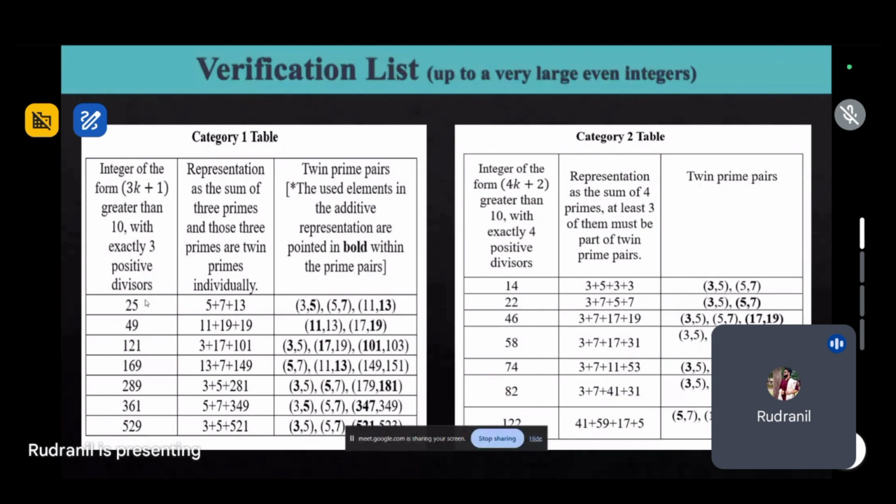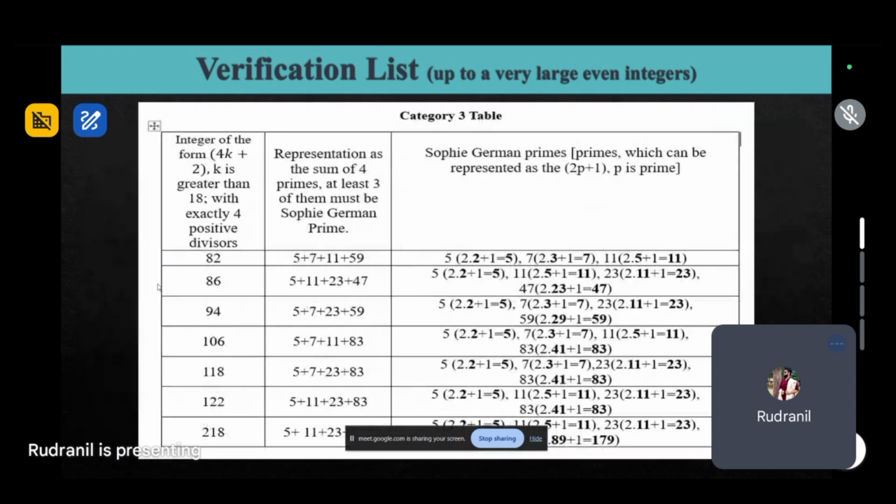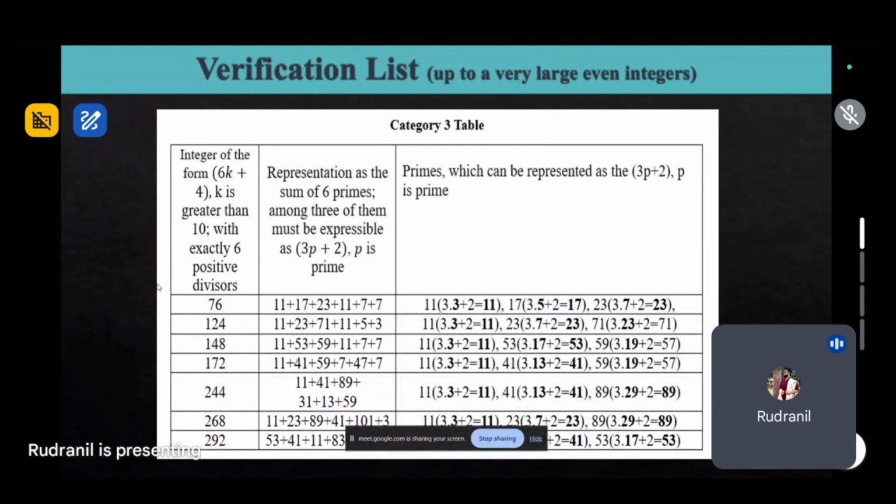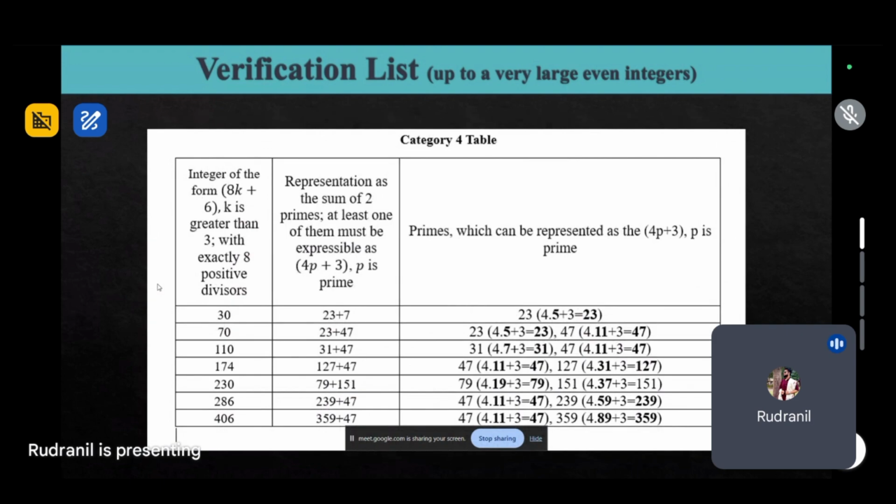Coming to the verification list for the 4 hypotheses we have already stated in the previous slides: that is the category 1 table, this is the category 2 table. So these are the verifications. We can also verify this result as given as follows. And this is for category 3, and this is for category 4. These are the verification lists. We have done a million checks of computational verification upon it, and we have only stated a few of them.